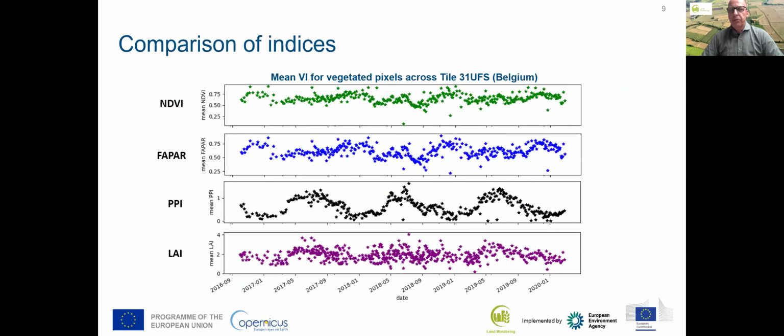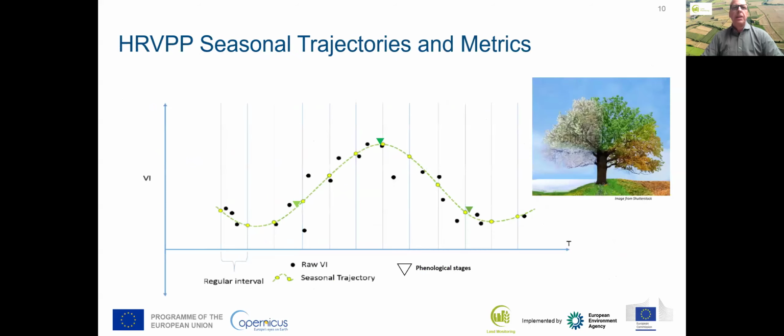If you look at the four different vegetation indices, so the daily products, then you see there NDVI, FAPAR, PPI, and LAI. And in this graph, this is one of the examples why we have selected the PPI for this phenology product, because it is the most sensitive for the phenological stages for at least the main land cover types.